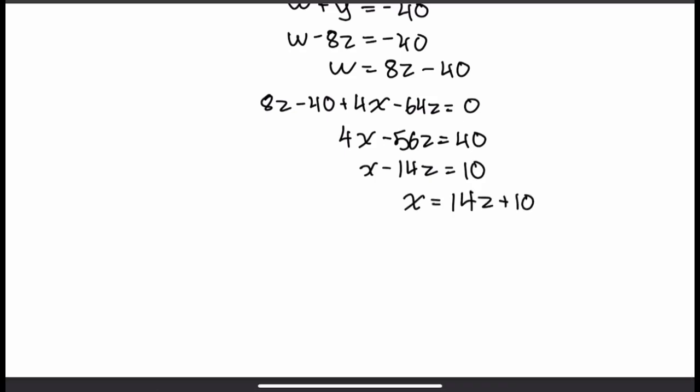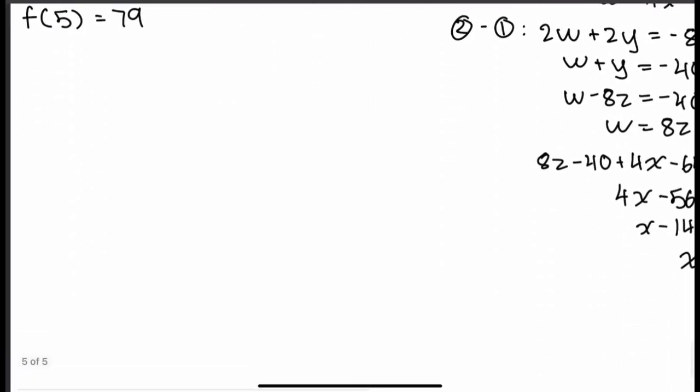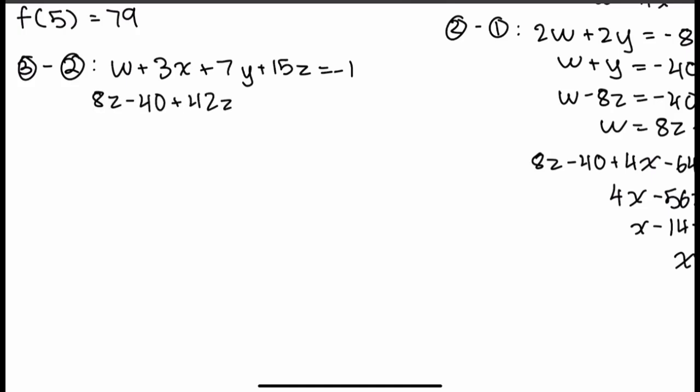Now that we have all of these equations, you can go back here and say that this is equation 3. Then subtracting equation 2 from equation 3 gives us that equation 3 minus equation 2 is w plus 3x plus 7y plus 15z equals negative 1. If we substitute all of our variables, we get that 8z minus 40 plus 42z plus 30 minus 56z plus 15z equals negative 1. Then, if we simplify this, we get that 9z equals 9, so z equals 1.